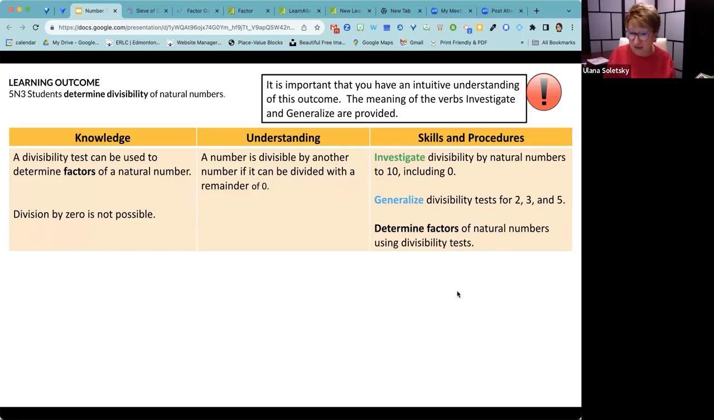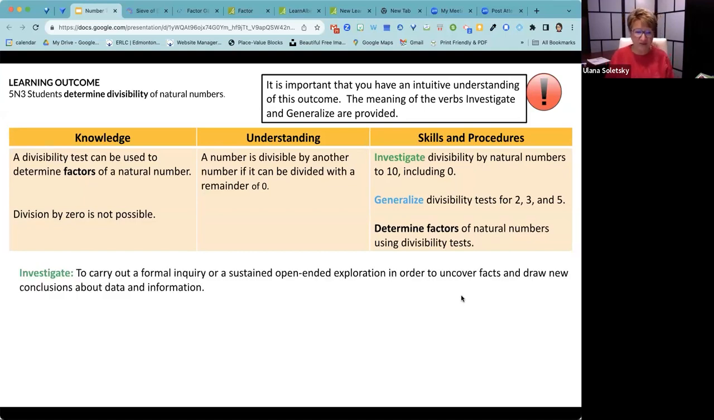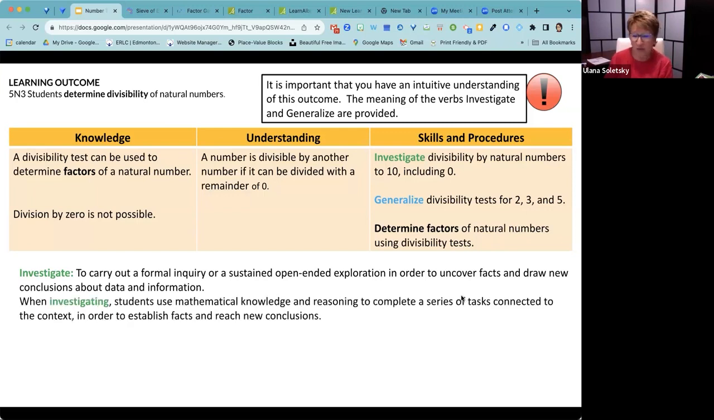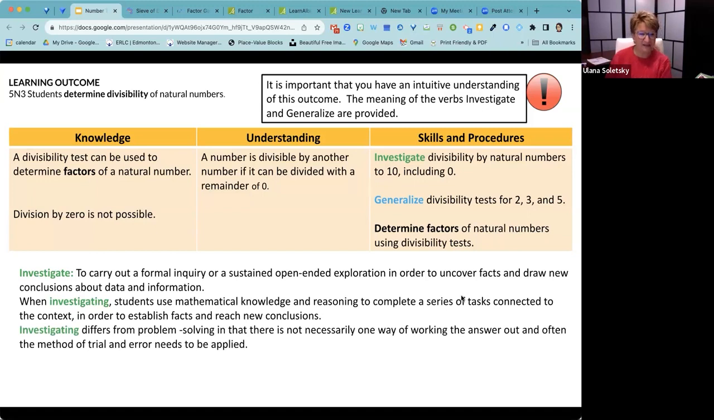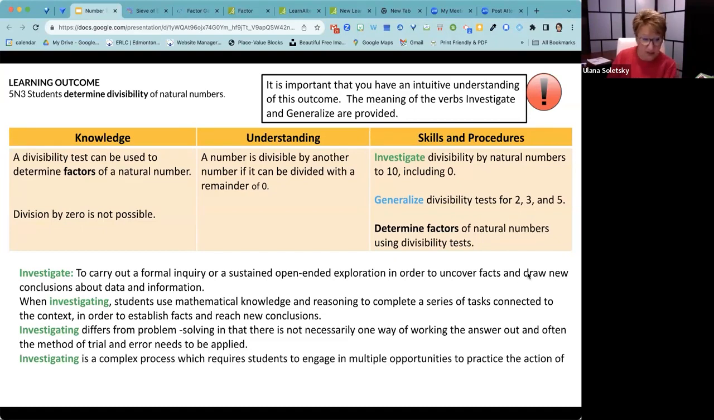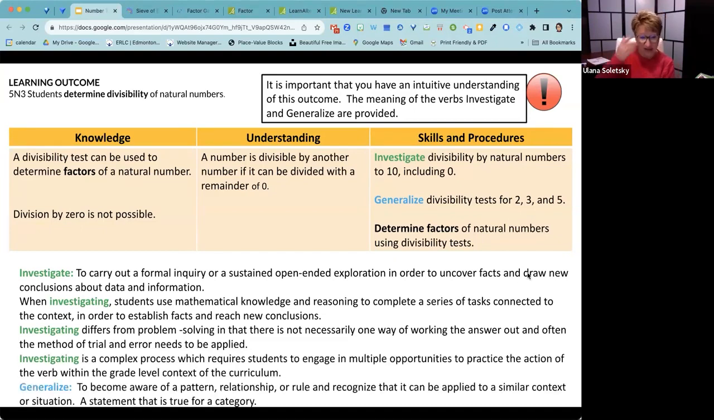Okay, they have to make a conclusion. What are the things? So investigate is to carry out a formal inquiry or open-ended exploration in order to uncover facts and draw conclusions. So they will use their own knowledge and reasoning. And investigating differs from problem solving in that there's not necessarily one way of working out the answer. Okay, so generalize is to become aware of a pattern.